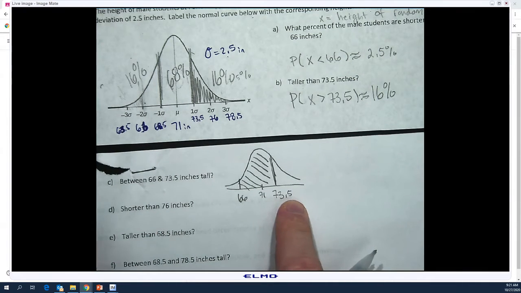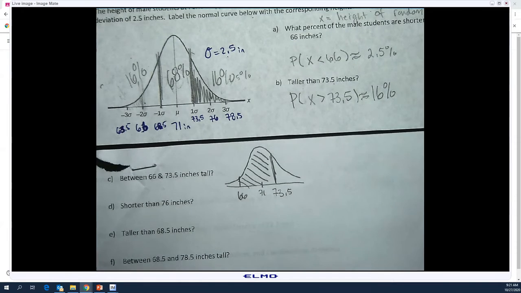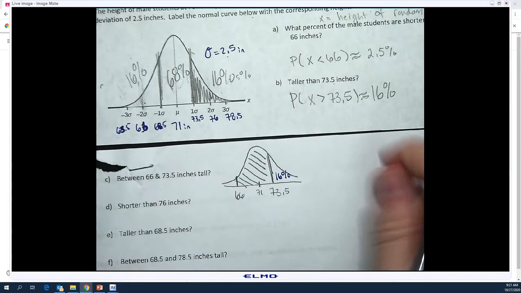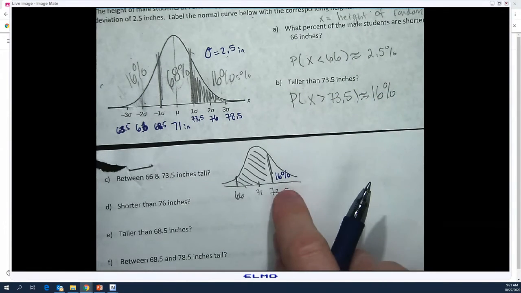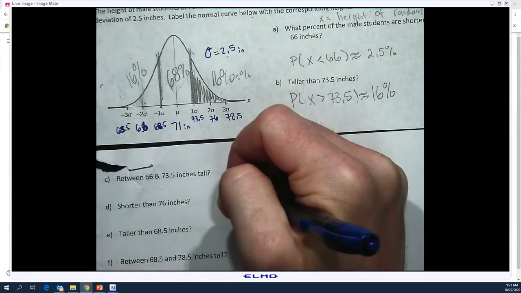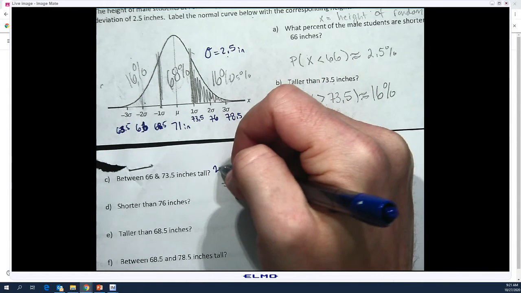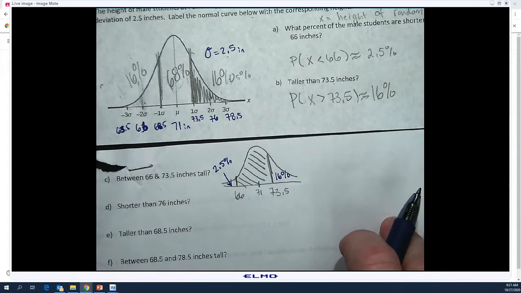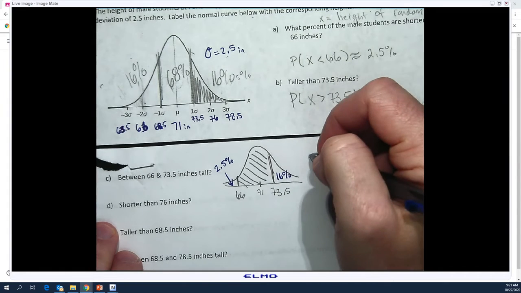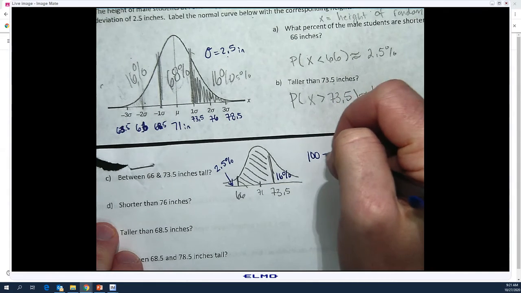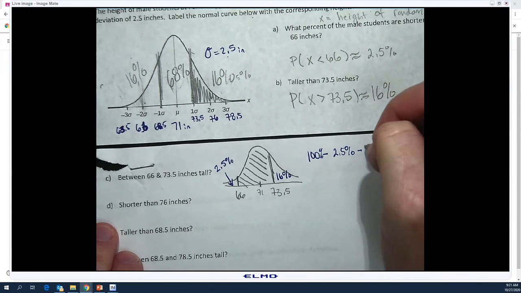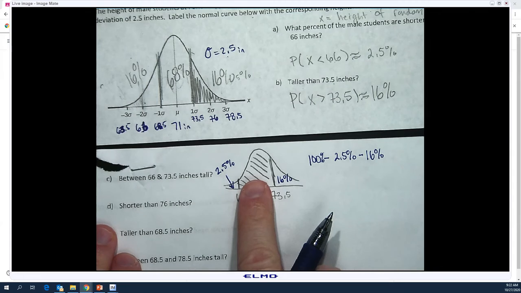And then what you'll hopefully start recognizing is you can use past answers to help you. We already found out that this was 16% earlier. That 16% is greater than 73.5. And we found out that this was 2.5% from part A. So we're just going to take 100% and subtract 2 percentages, 2.5% and subtract 16%, because we want to find that middle value.